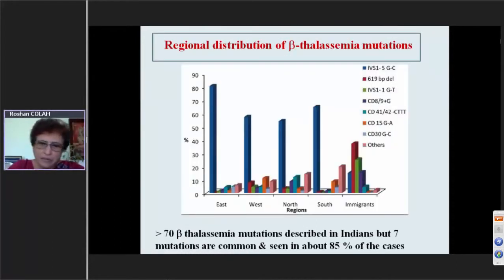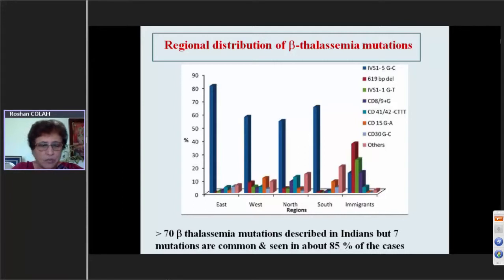We now have a very good idea of the mutations seen in different regions of the country. The blue bar, the IVS15, stands out as the most common mutation in every region, except among the immigrant population from Pakistan, where the 619, the red bar, is higher. And in each state or each region, apart from 7 common mutations which account for about 80 to 85% of the molecular defects, you have other mutations.